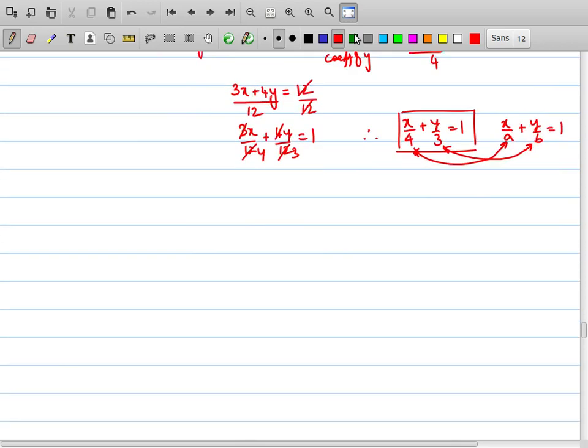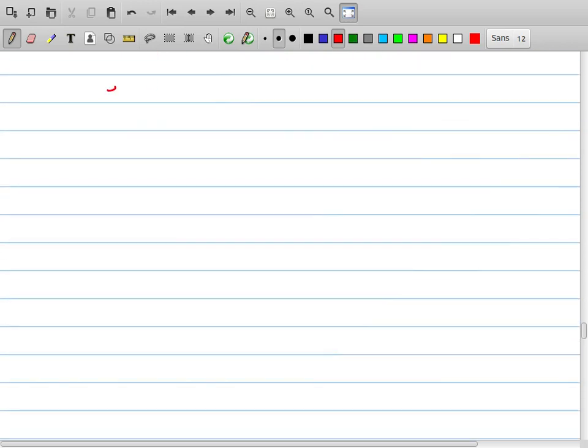Now the third transformation that we will study is transformation of the general equation ax plus by plus c equals 0 into normal form. And what was your normal form? x cos alpha plus y sin alpha equals p.